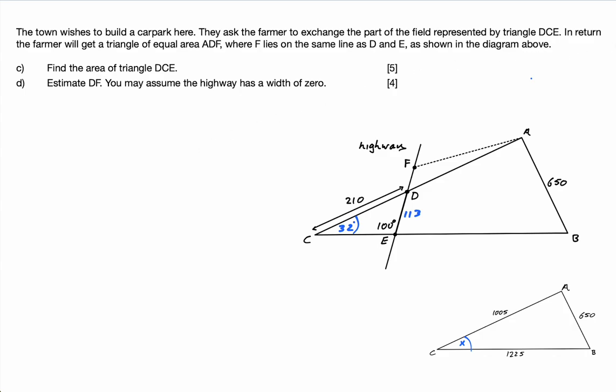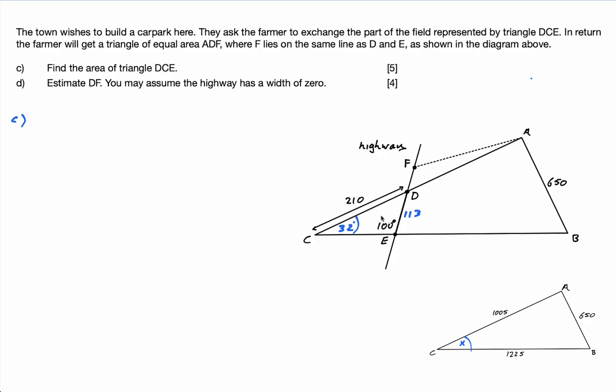Okay, so for part C, guys, I reckon this is for 5 marks. Like, this has to be one of the easiest, especially HL. This has to be one of the easiest 5 marks you're ever going to see. So it looks complicated. There's a farmer, there's a field. They've built this highway. This is the field. They've built this highway through the field, and they want to build a car park here.